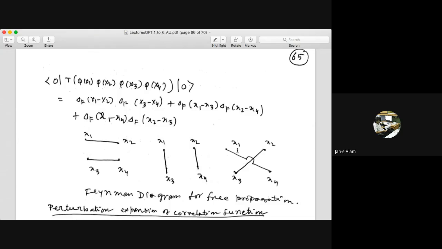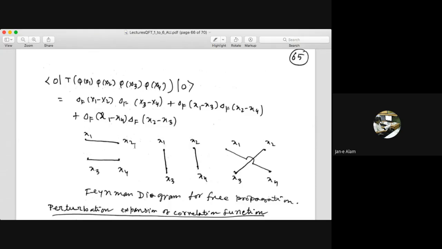And then 1 to 4, 1 to 4. This is not crossing this. So 1 to 4 and 2 to 3, 2 to 3. So this is the diagrammatic representation of the time order product of this field, right? So these are simply the Feynman diagrams for the free particle propagation.